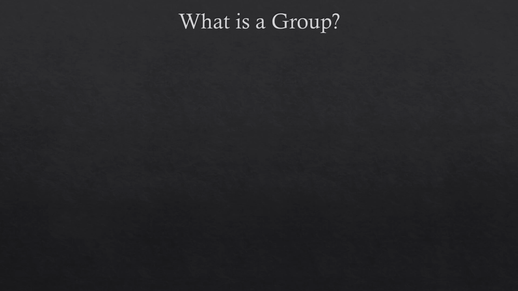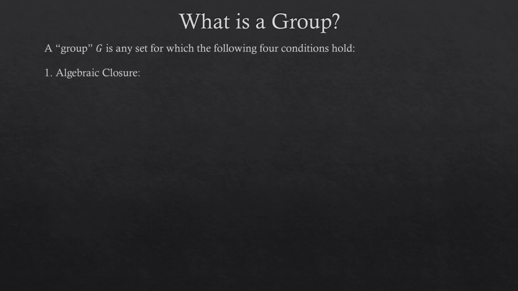So first, let's consider what a group actually is in general. A group, which we'll denote capital G, is any set for which the following four conditions hold. Number one, we must have algebraic closure. For all A and B that are elements of the group, their product is also an element of the group.